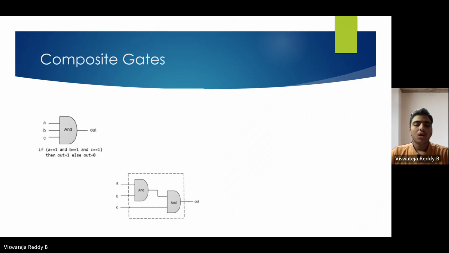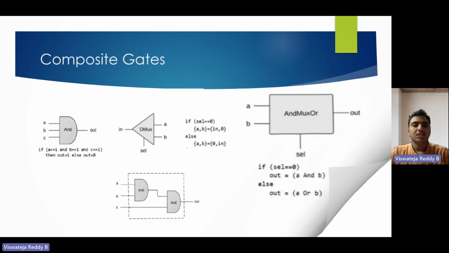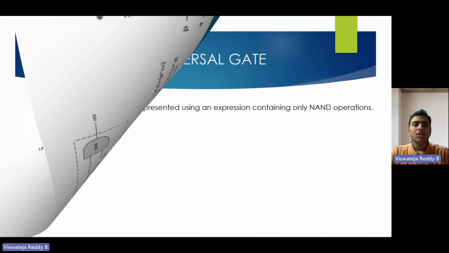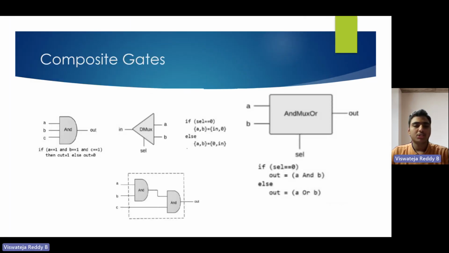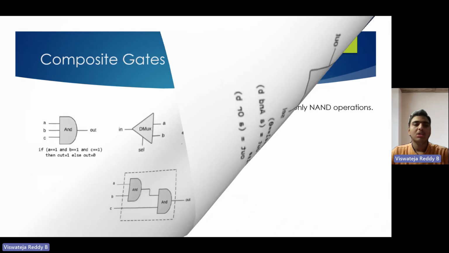Composite gates. We already discussed that composite gates are combinations of elementary gates, like mux, demux, etc. Here is the representation of composite gates: the AND gate for three variables, which is a composite gate, the mux gate, and the demux gate, and their representation.